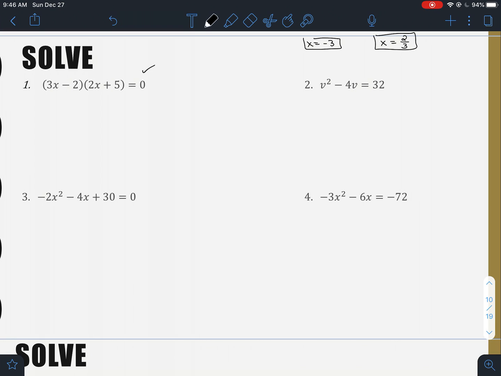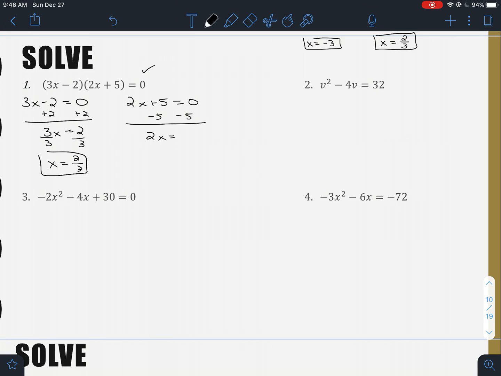All right, let's try the next one. (3x - 2)(2x + 5) = 0. I already have something times something equal to 0, so I'm going to set those two equal to 0. Either 3x - 2 = 0 or 2x + 5 = 0, and then solve both of those. Add the 2: 3x = 2, divide by 3, x = 2/3. Or subtract the 5: 2x = -5, divide by 2, x = -5/2.